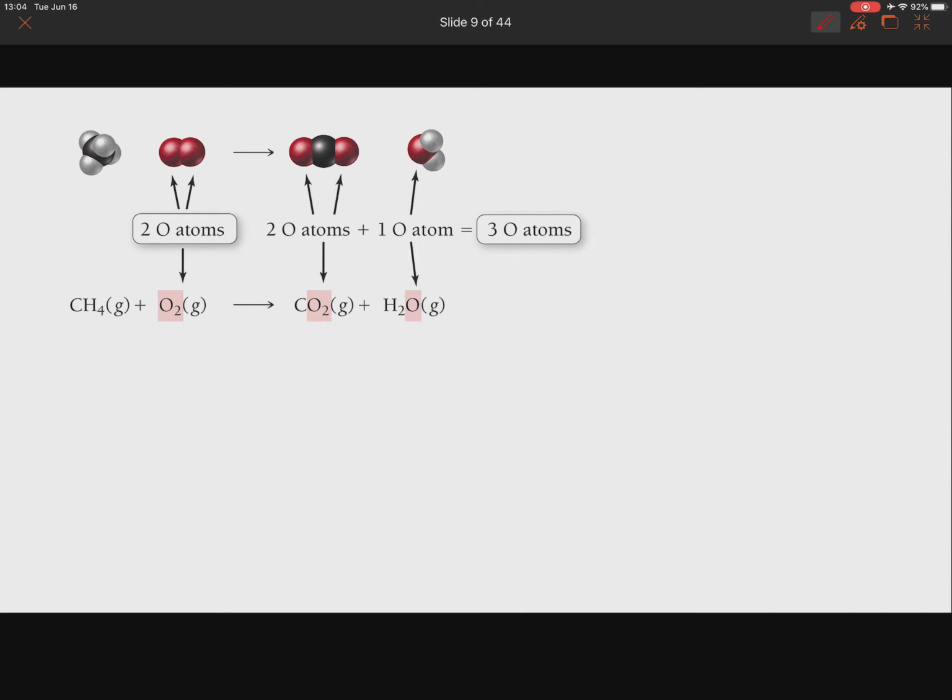So we see here in the reactants we have an O2 that contains 2 oxygen atoms. But then in the products we see that there's some O's in the CO2, but also an O in the water. And if we add all those up, there's 3 atoms of O. So that doesn't match. And again, conservation of mass says that this has to match. And so we need to rectify this.